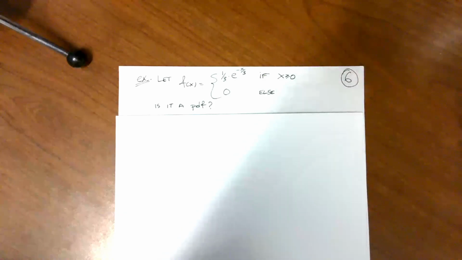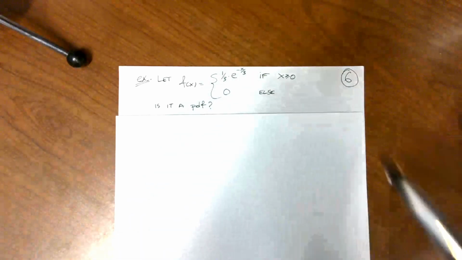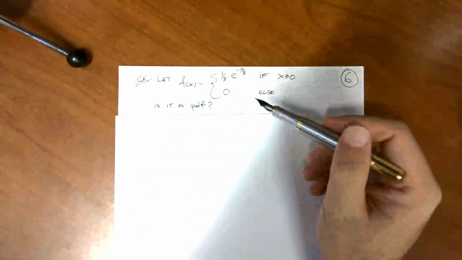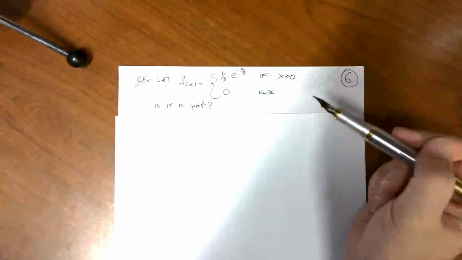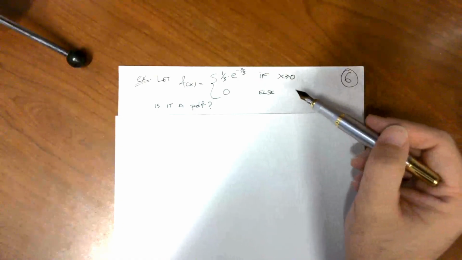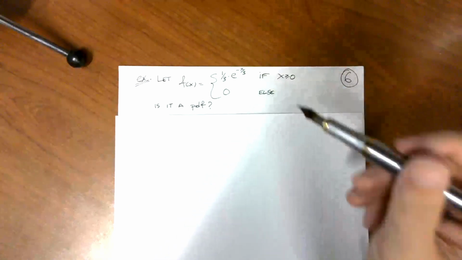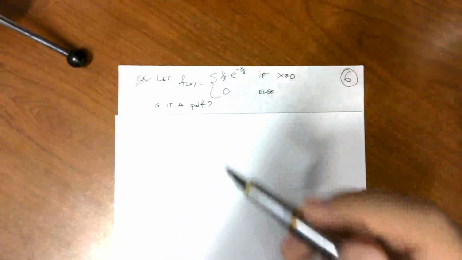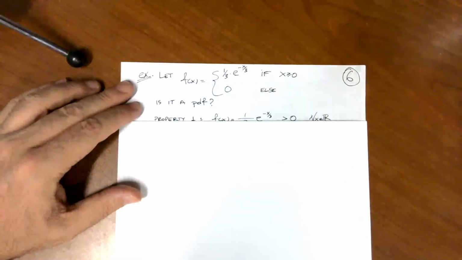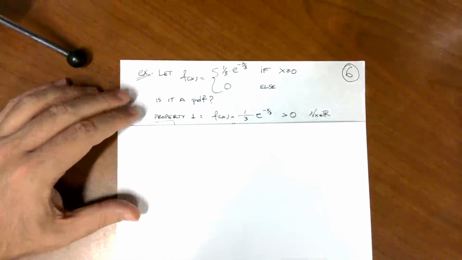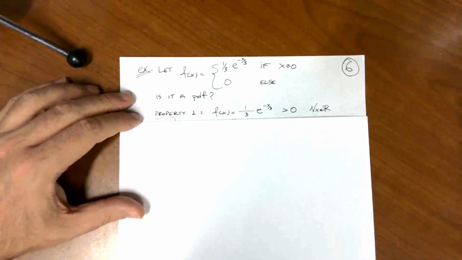It has the form f of x is equal to 1/3 times e to the power of minus x over 3 for non-negative values of x and 0 otherwise. So the question that is being posed here is, is this actually a PDF, a probability density function? It does have to meet two properties that we have already discussed.